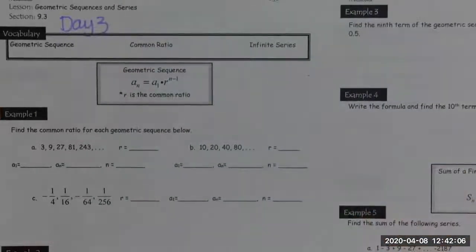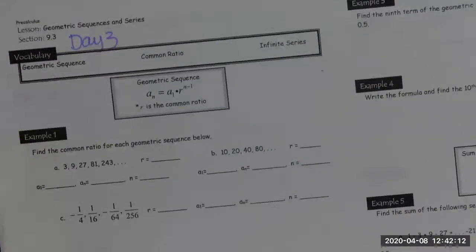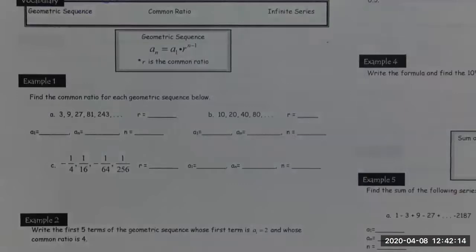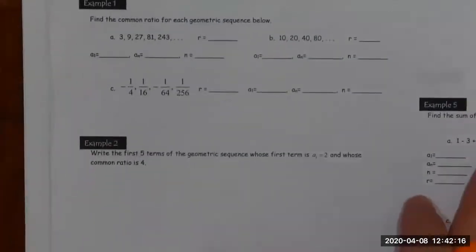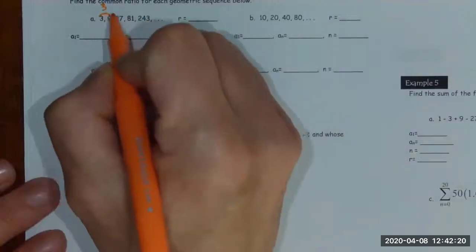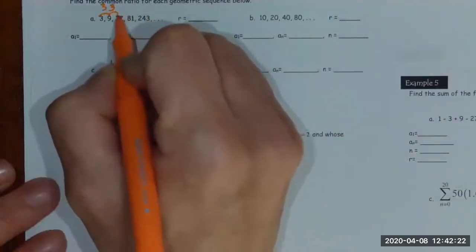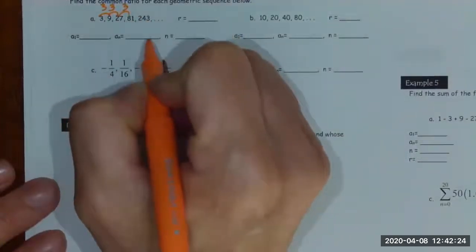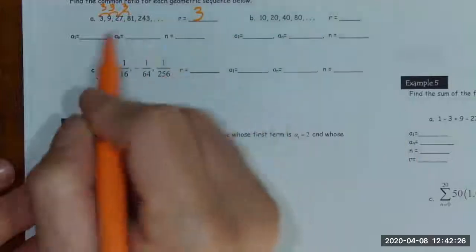So what we're going to look at today is, instead of having a difference like subtracting, we're going to look at a ratio. So there's a multiplier. We have to figure out what we multiply a number by to get the next number. So if you look at this, 3 times 3 is 9, 9 times 3 is 27, 27 times 3 is 81, so R is 3.